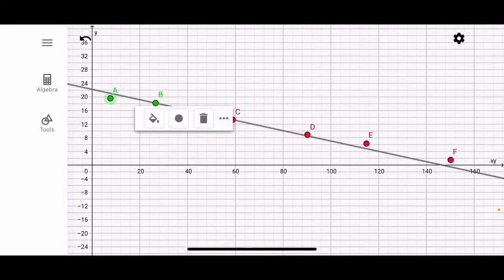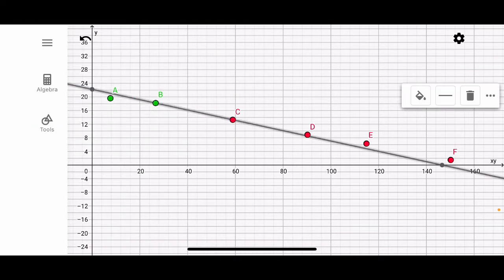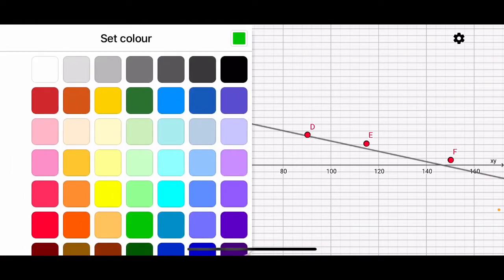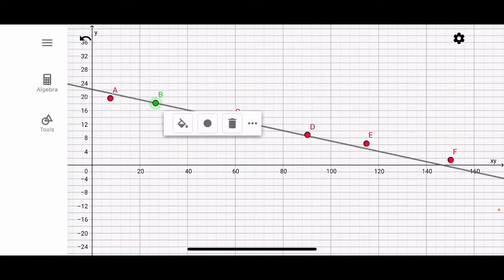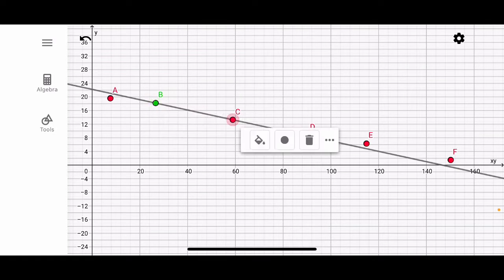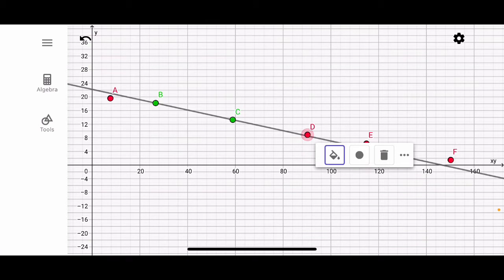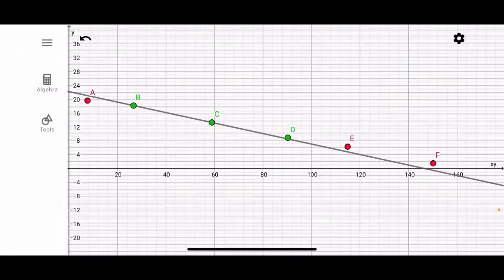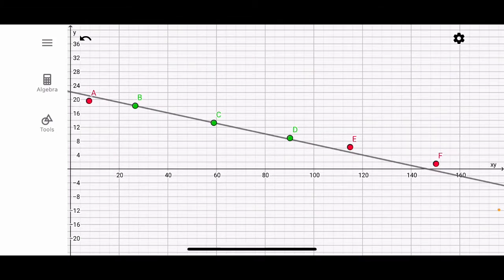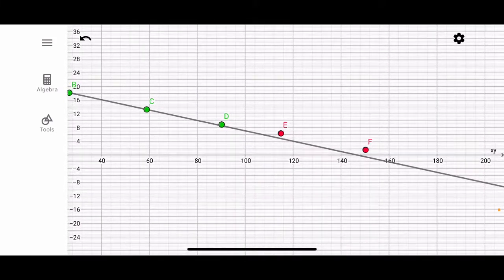Okay, if this line is out, I will use a red color. So this point is out. We have one on the line. This one is on the line, so use green color. This one is still on the line. This point was out. It looks like okay at this point, but you see F is above the line.